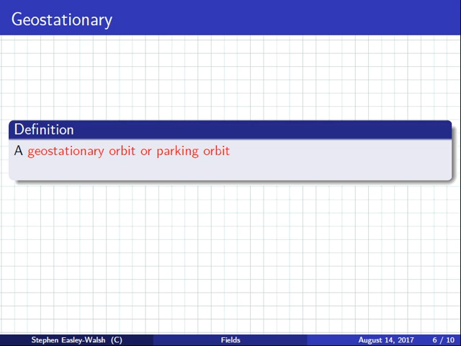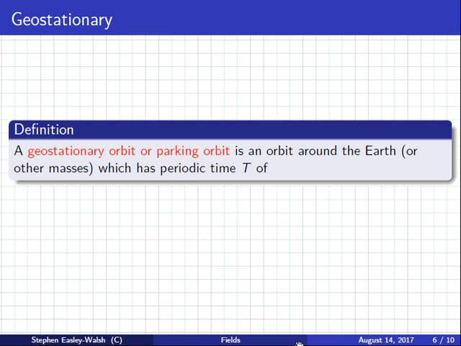Right. Geostationary or parking orbit. Sean just looked it up in the dictionary. Sean, do you want to tell us in English? It's an orbit around the Earth or the planets which has a periodic time T of 1 day. So geostationary orbit means T equals 1 day.